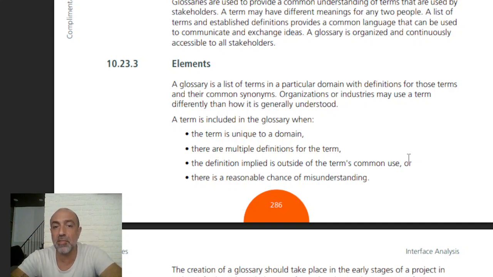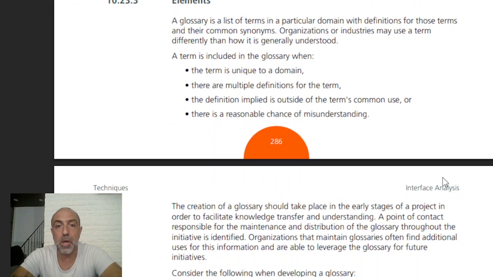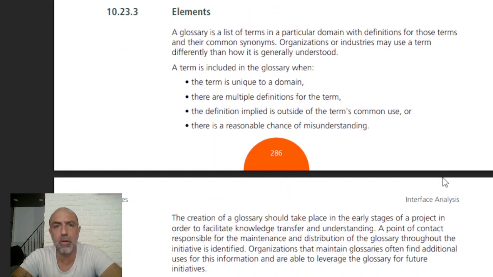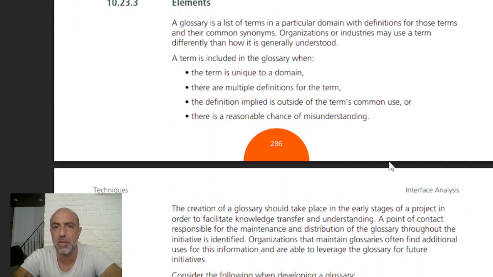A glossary is organized and continuously accessible to all stakeholders. Probably updated regularly as well. What are the elements? There's a list of terms in a particular domain and definitions for those terms and their common synonyms. Organizations or industries may use a term differently than how it is generally understood.